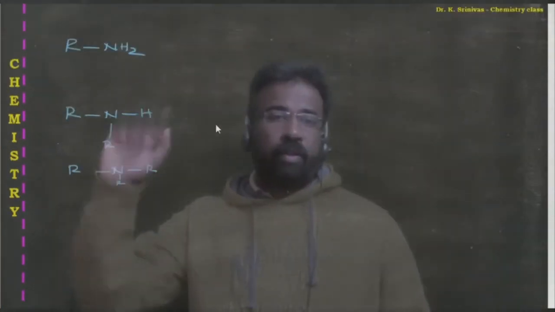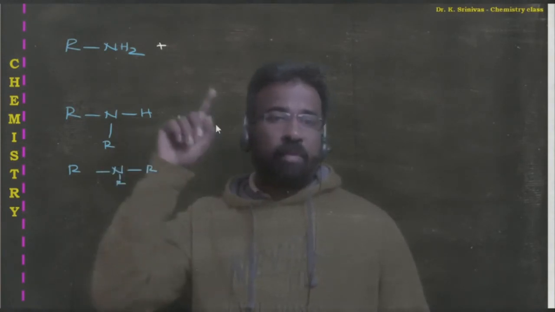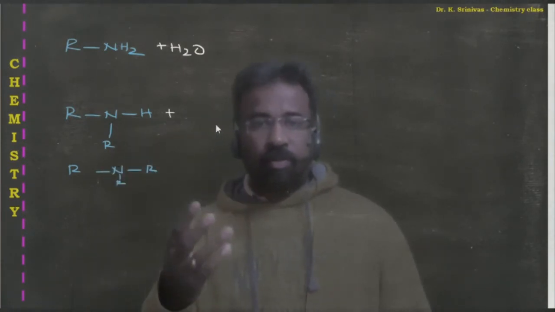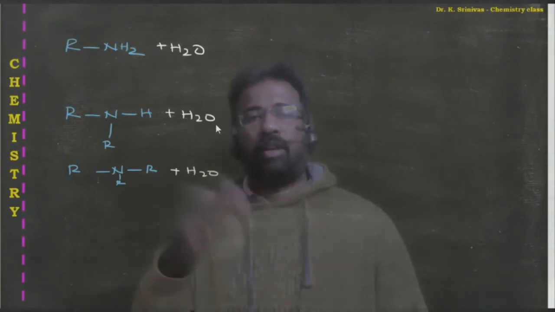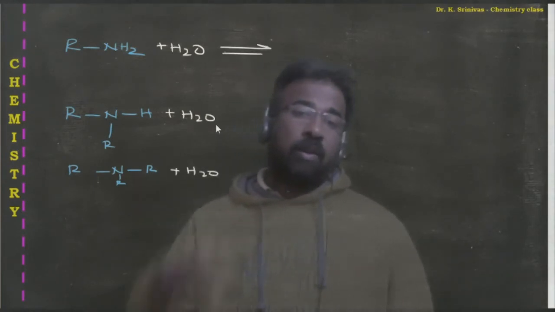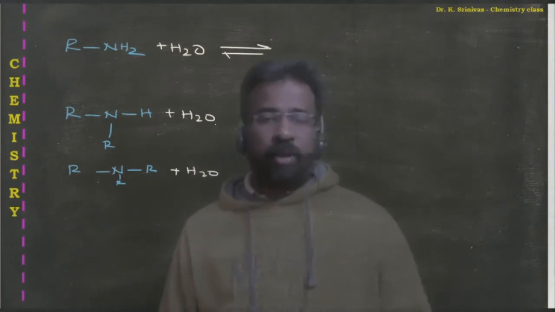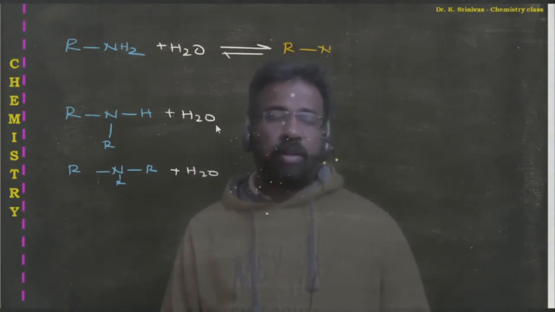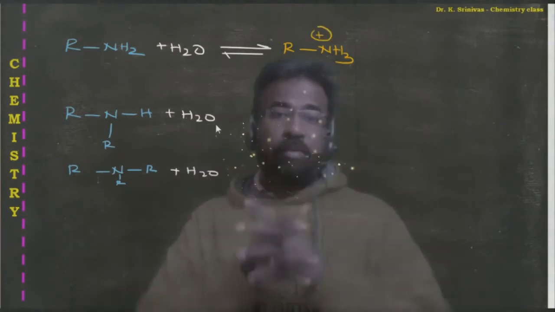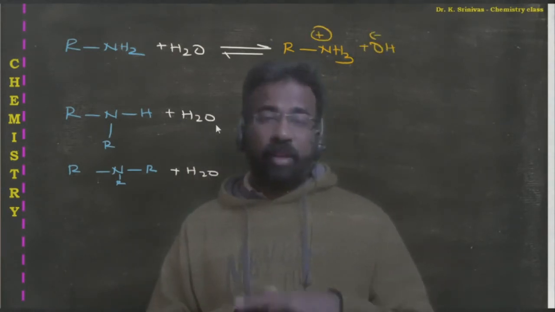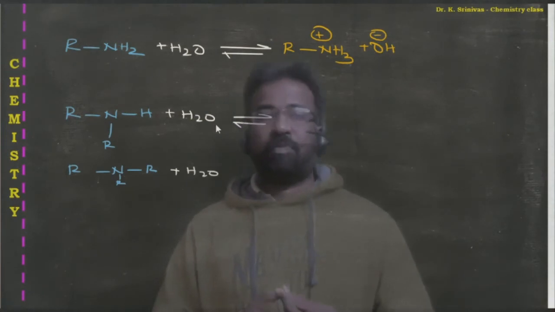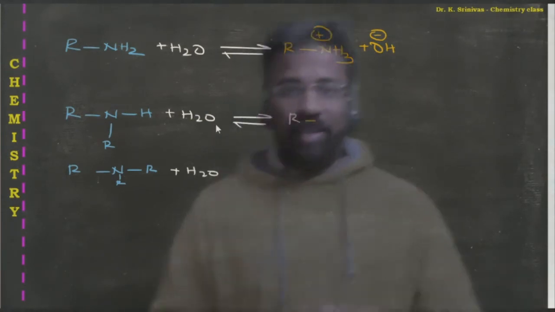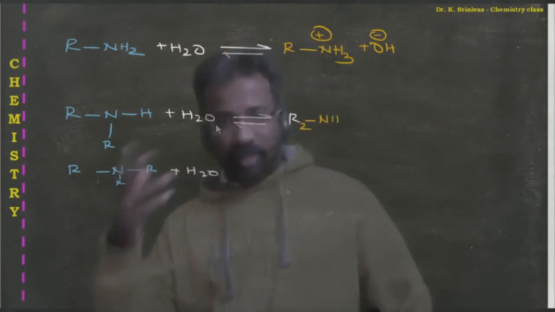Here, primary amine, or secondary or tertiary respectively, are reacting with water molecules to give what? Protonated amine derivatives. Of course, they are in equilibrium. Don't forget that. Protonated amine derivatives. As you are aware, amines are more basic than the water molecule.